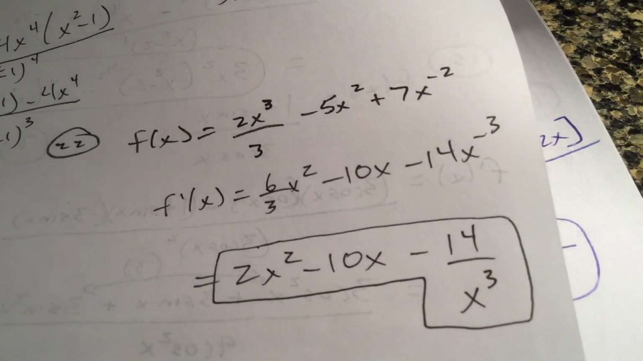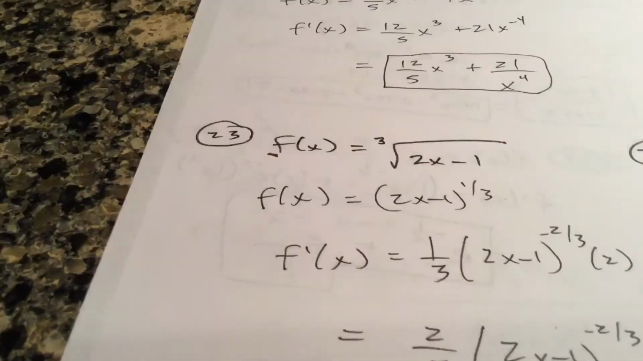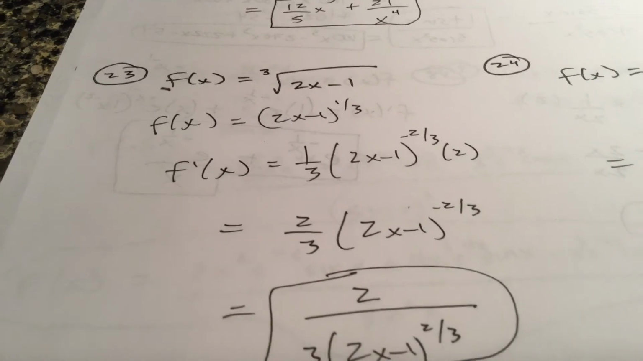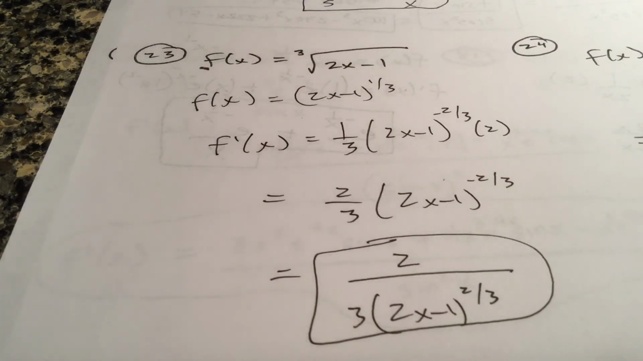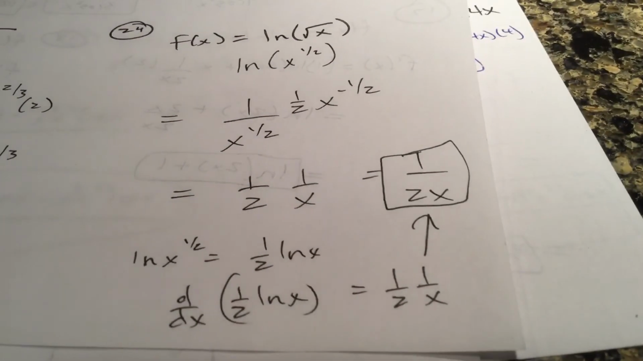Nothing too difficult there. 22 is literally self-explanatory. All right, bring down the power, 1 power less. That one's very easy. This one's also not bad. Write it as the 1/3 power. Bring down the power, write u, take the derivative of u. Piece of cake there.